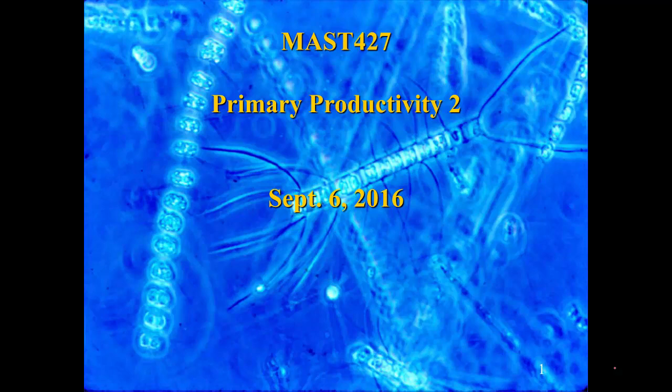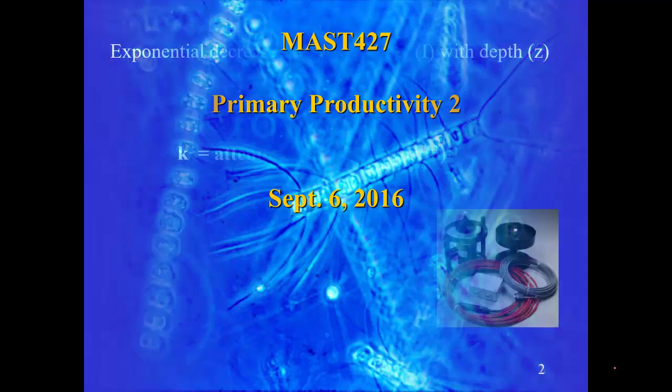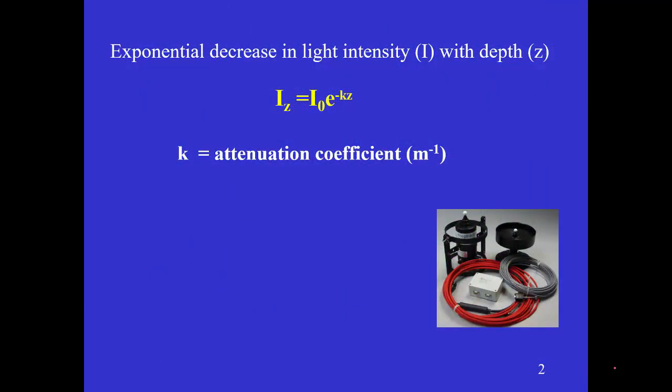So let's learn a little bit more about these organisms. We're going to talk more about how light impacts phytoplankton, but you've seen already about how light interacts with the water column and how it decreases exponentially through the water column as a function of depth. And we're going to talk much more about this on Thursday and go through some examples.